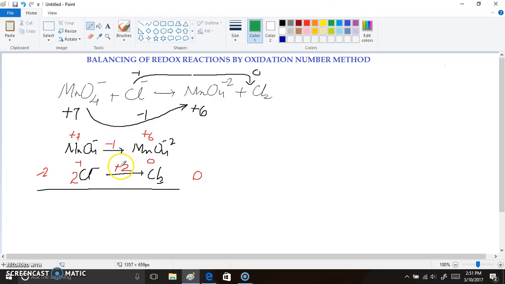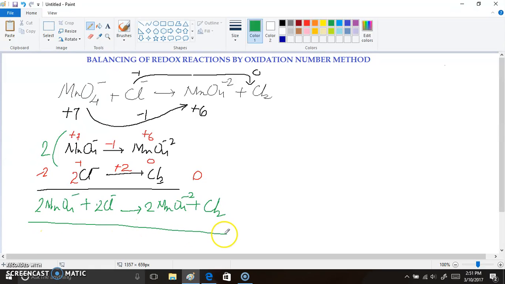Here minus 1, here plus 2. So this change must be the same. In this case, you have to make this as 2. For that purpose, just multiply this equation by 2. There is no need to do anything with this. Or in other words, if you want, you just multiply this with 1. Okay. So now you write down 2MnO4 minus plus 2Cl minus gives rise to 2MnO4 minus 2 plus Cl2. Okay, now you can check this is the balanced equation.